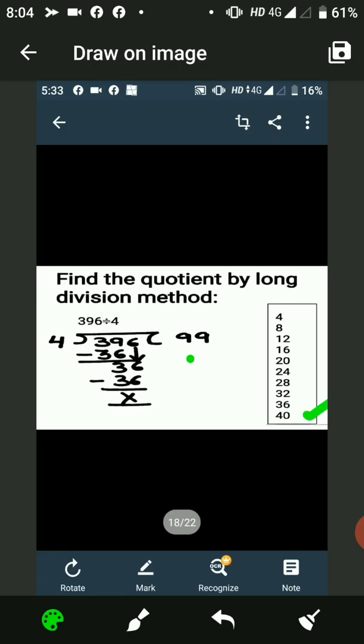Now I will take another number from up. So 6 will come here. Now see, 36 again comes in which position? 9. So 9 will come here and 36 here. 36 minus 36, what comes? 0. You can write 0 also, x also. It means 0 only. Clear?